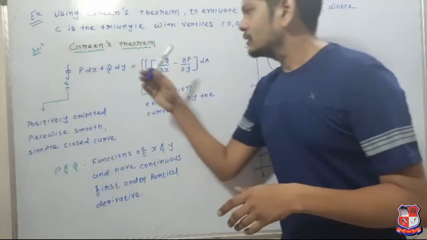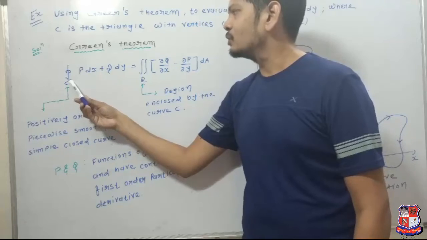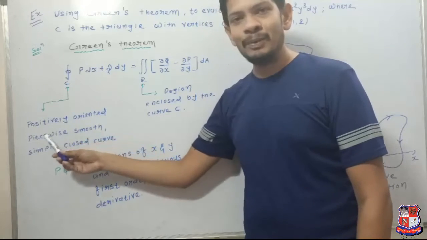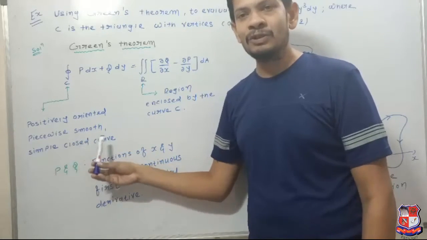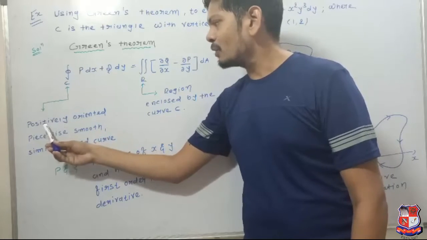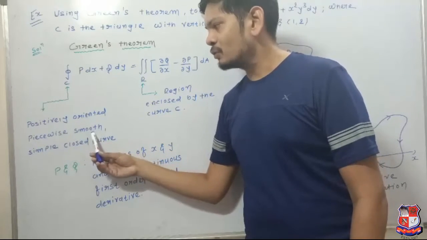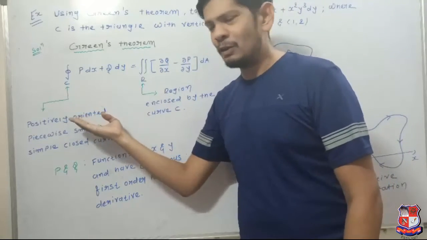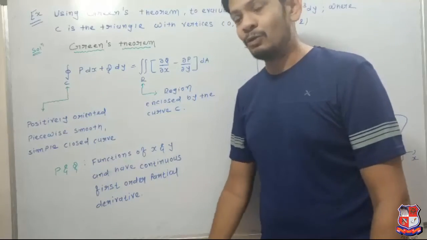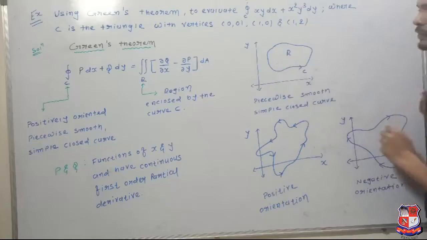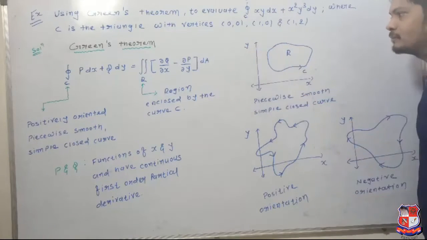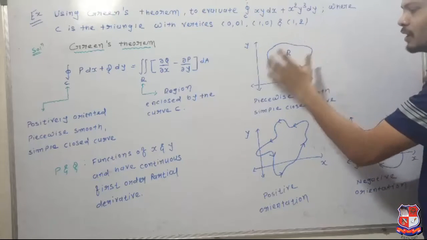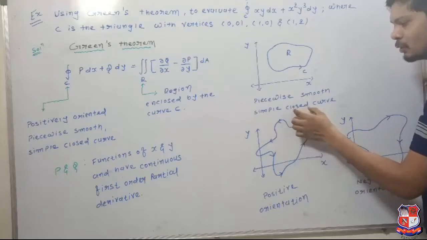So let me see the rest of the terms. First C. So here C is what? It is mentioned C is a positively oriented piecewise smooth simple closed curve. Now the question arises in our mind, what is a positively oriented piecewise smooth simple closed curve? So we have a graph x versus y, and there is some closed curve. This type of curve is called a piecewise smooth simple closed curve.